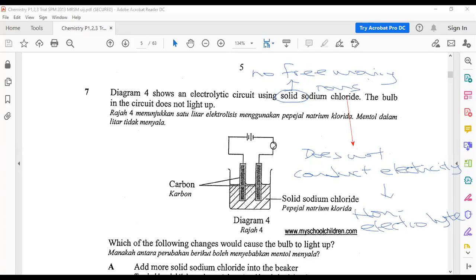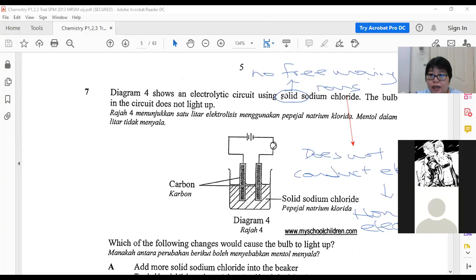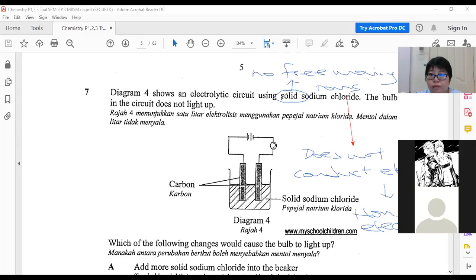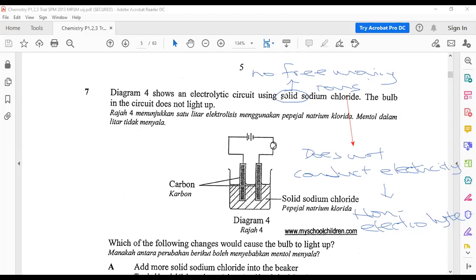What is the definition of electrolyte? Can you please jot down the definition of electrolyte. Okay, and I would like to hear from our friend. Sangeeta, can you please tell me what is the meaning of electrolyte? If it is wrong, never mind, it's okay. The important part is you try. Compound that can conduct electricity in molten state or aqueous solution.